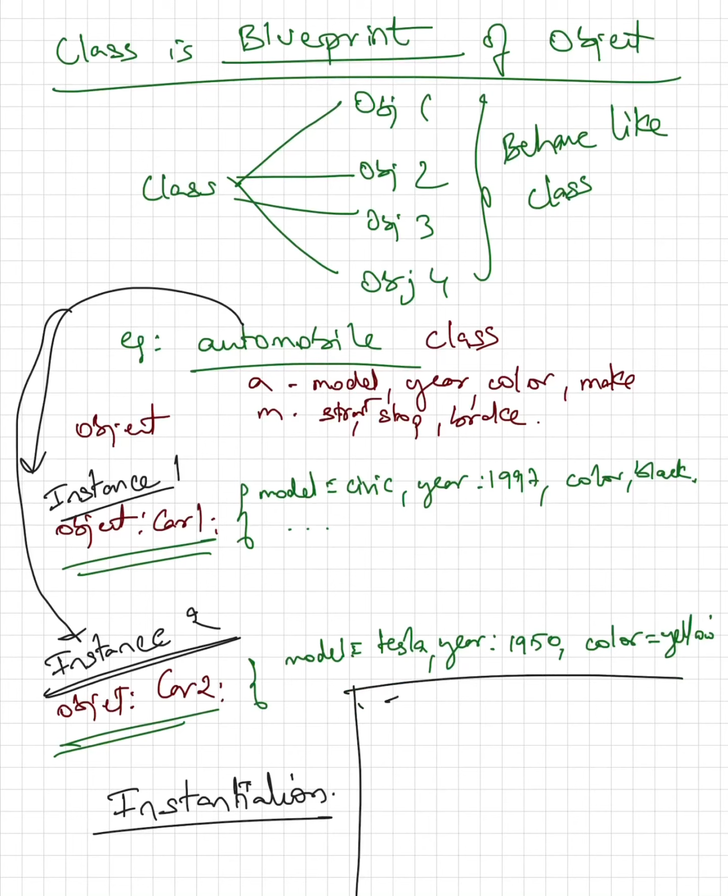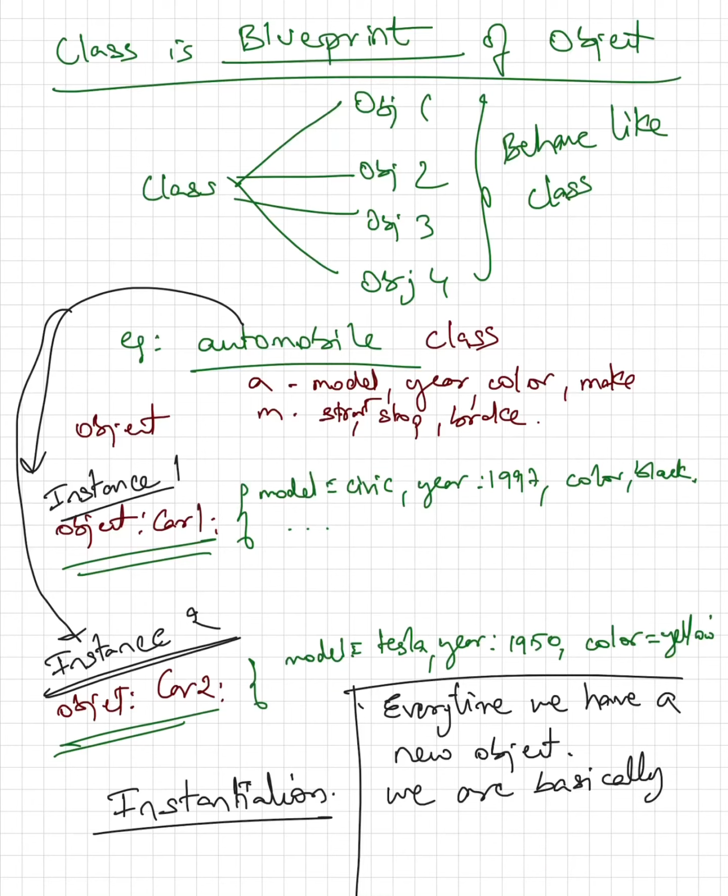So every time we have a new object, we are basically creating a new instance of a class. This is called instantiation. From there we can move on to our topic called encapsulation.